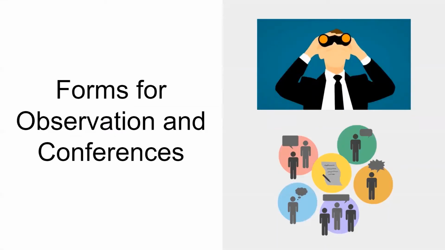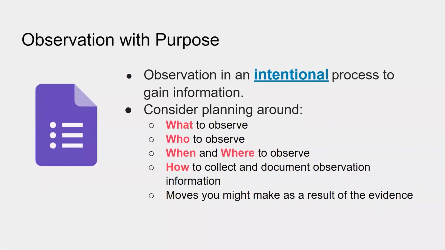Today, we're going to look at forms for observation and conferences. Intent and purpose are key when collecting evidence of learning through observation. Observation begins with a plan. This plan helps to anchor what you are looking for compared with intended learning goals or expectations. Through intentionally planning your observation, you will gain more accurate information about the assets and needs of your students to help tailor your instruction. Consider planning around what you will observe, who you will observe, when and where, how you will collect and document that observation information, and what moves you might make as a result of the evidence.